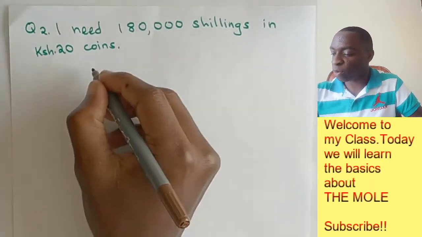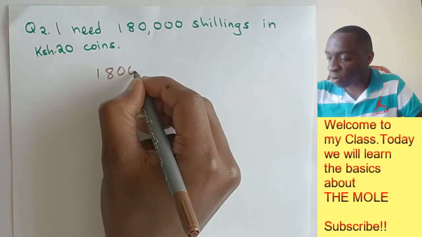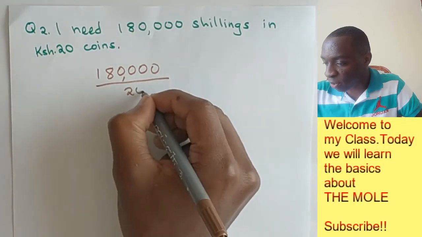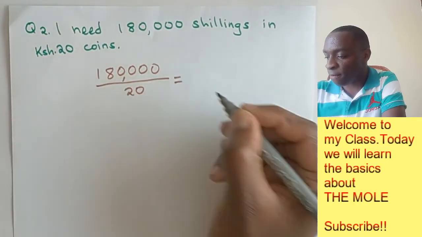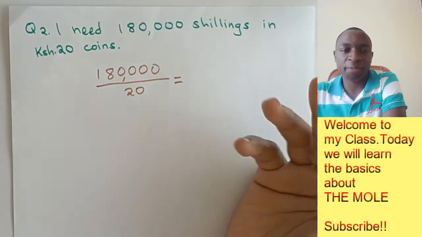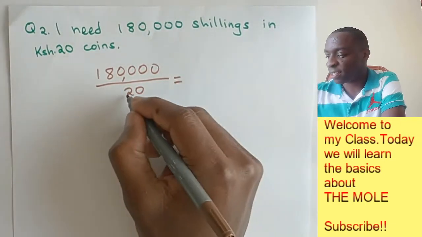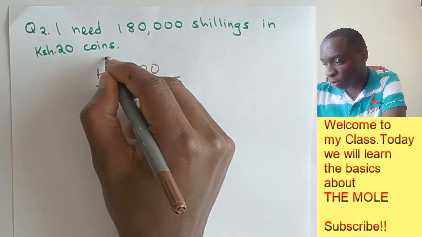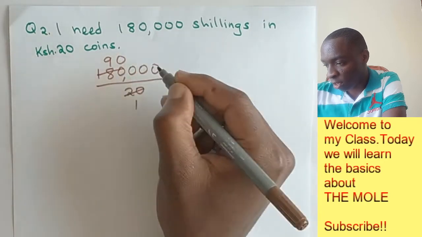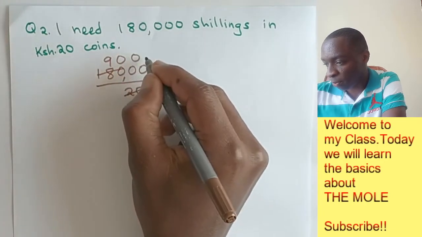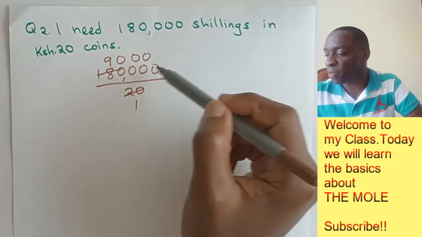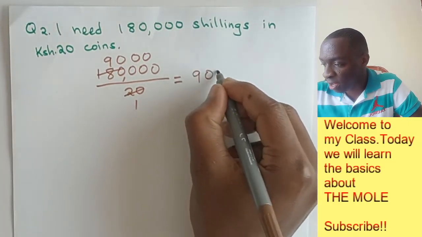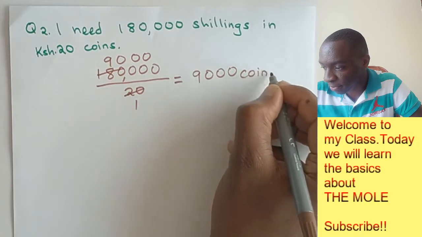So the first thing you do is to get the 180,000 shillings and divide that by 20 in order to get the number of coins that you need. Of course, you calculate like this, by 2, and this one is going to be by 20. Of course, this is going to be 90, and then 0, 0. Good. So now that is going to be your answer. So 9,000. So you have 9,000 coins.